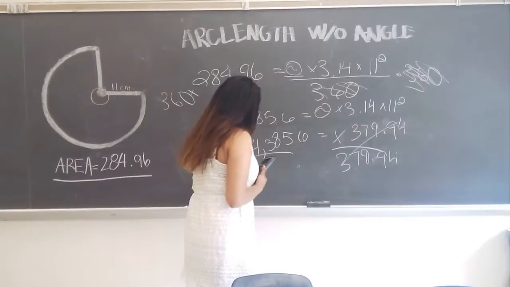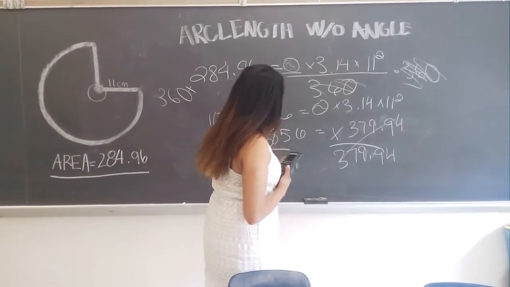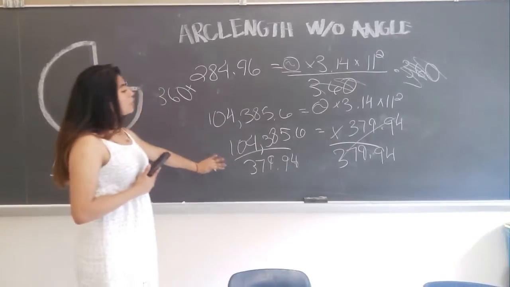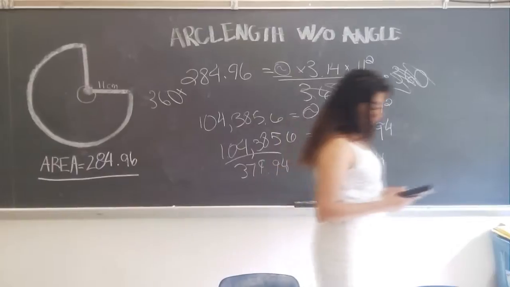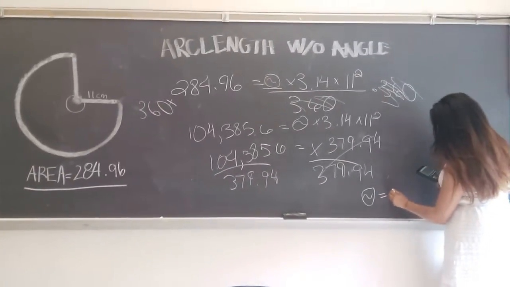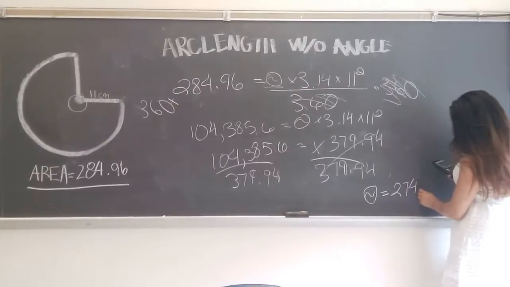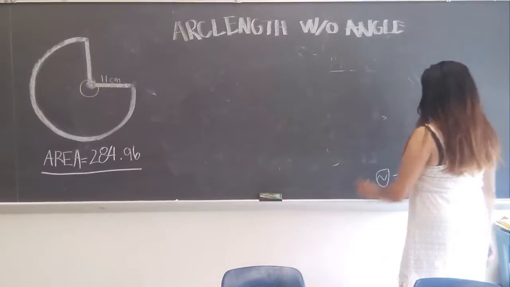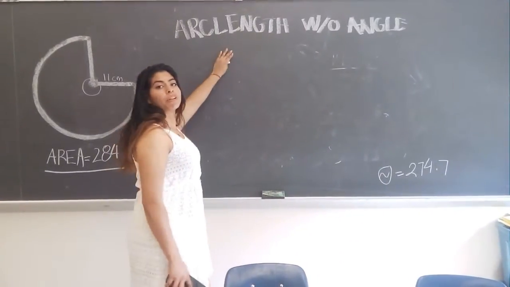So 379.94, and then you put this in the calculator. Once you put it in the calculator, central angle, which is 274.7. Now that you found your central angle, you want to use your arc length formula.